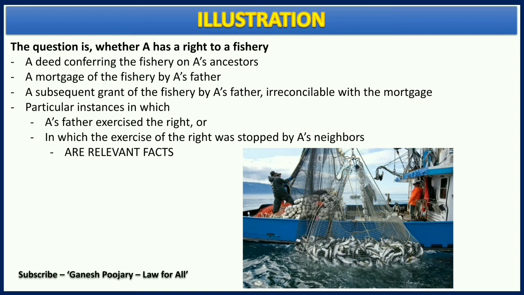The third one, he says after taking the mortgage and enjoying it, he also repaid the mortgage and took the documents back. That is the third evidence. First, there is a deed conferring the fishery on A's ancestor. Then A's father took a mortgage loan. Third, A's father repaid the mortgage loan. These are the three transactions. And then come two particular instances. One, A's father exercised the right of fishery. Second, the exercise of the right was stopped by A's neighbors. Sometimes A's neighbors stopped the exercise of the right of fishery, so they are also relevant facts.